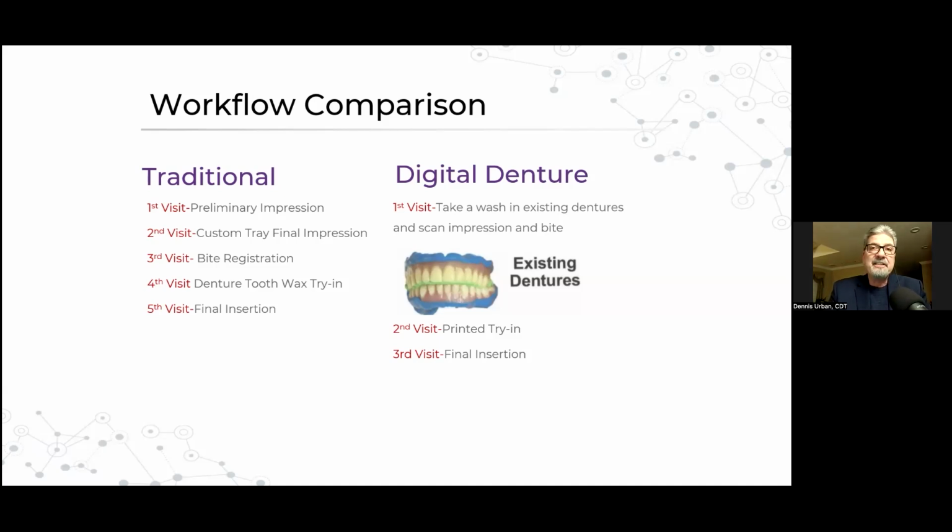You can send us the STL file. We could also scan it at the lab with our desktop scanner. But if you send us those scans, the second visit, we can send you a printed try-in. And that third visit can be the final insertion.